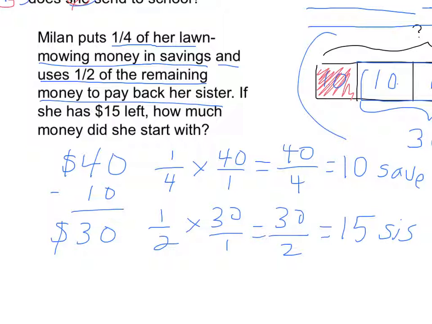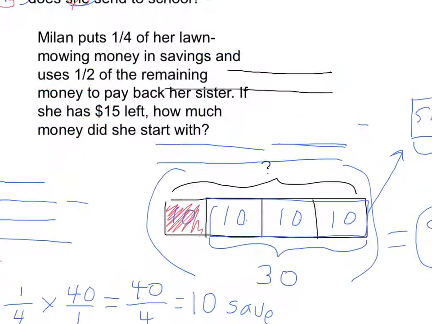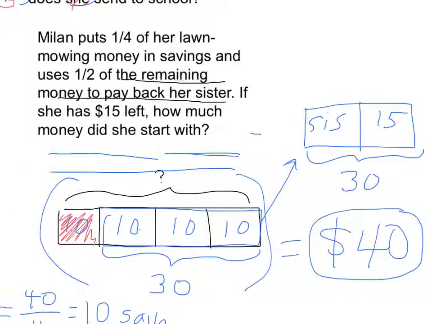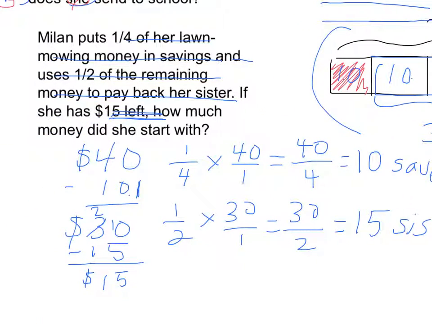So she's given away 10 here to savings, and now she's going to give 15 to her sister. And look, she's got $15 left. Okay? So we used a diagram here to figure it out, but then we used all this nice multiplication that we know to check our answer. That's always a really great thing to go back and see with a word problem, if the answer you got makes sense within your story.